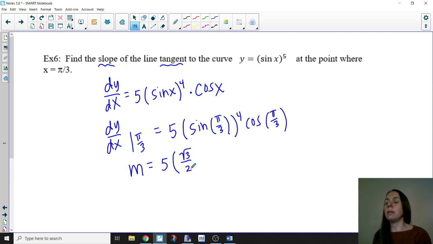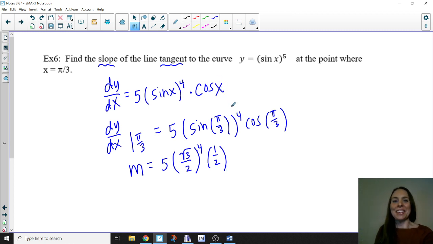Right? I was thinking about how sine is the y-coordinate on the unit circle, and it goes up root 1 over 2, root 2 over 2, root 3 over 2 as you're moving along for your y-coordinate. So it is root 3 over 2 to the 4th power times 5. Cosine of pi over 3 then is a half, because cosine is the x-coordinate, so it goes root 3 over 2, root 2 over 2, root 1 over 2.